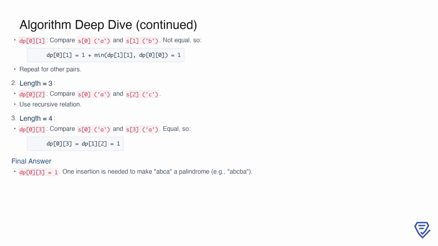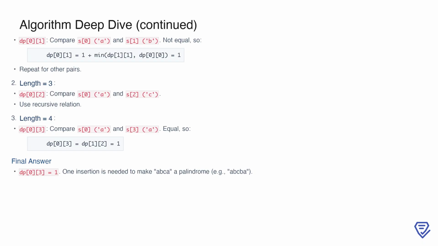For instance, consider the substring S[0,1], which is "ab". Since a and b are not equal, we compute dp[0][1] as 1 plus min(dp[1][1], dp[0][0]), which equals 1. Next, for substrings of length 3, we compare characters at the ends and use the recursive relationship to fill the table.